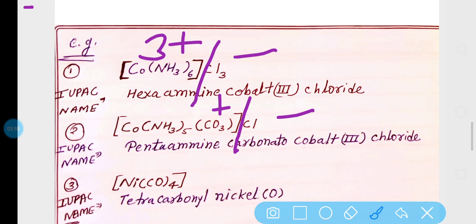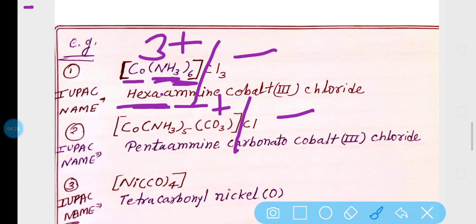So see, firstly what sequence have we seen? We have to write the number of ligands. The number of ligands is 6, so we write the numeral prefix hexa. Then you write the name of the ligand. The amine ligand is there, so we have written amine. And then the name of the central metal. Cobalt is there, so simply the English name cobalt.